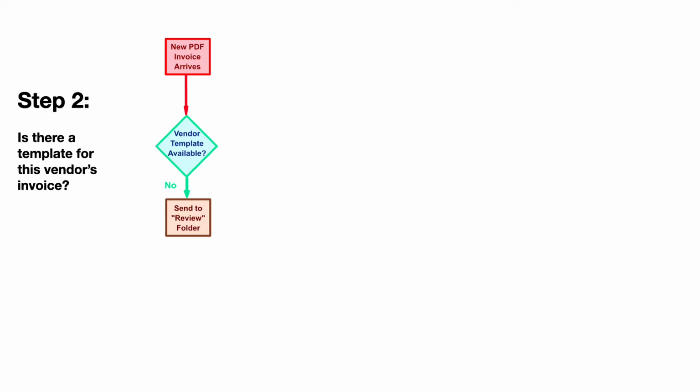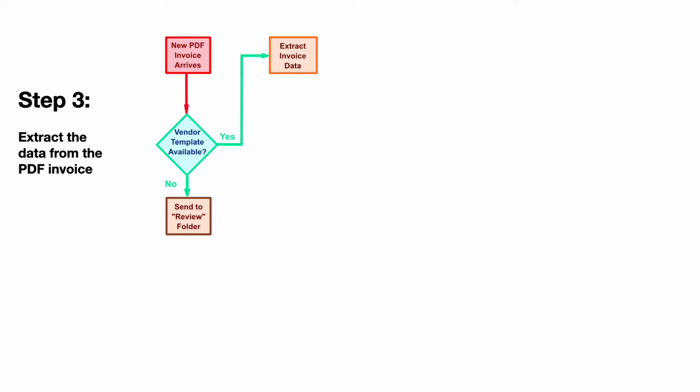Each vendor must have a template for the invoice. The template tells AP Pro where to look on the invoice to find the various data fields such as part number, quantity, price, and so on. If there is no vendor template available, AP Pro flags the invoice as needs review. If there is a vendor template available, then AP Pro extracts the data contained in the invoice.